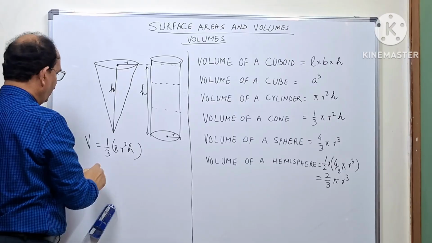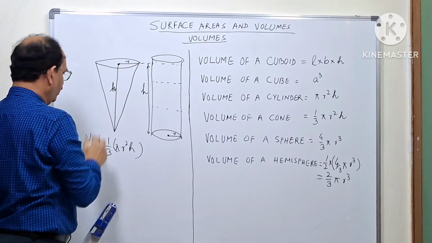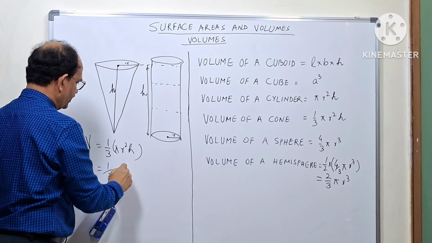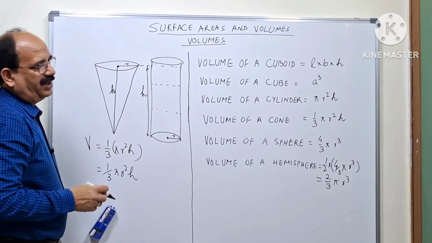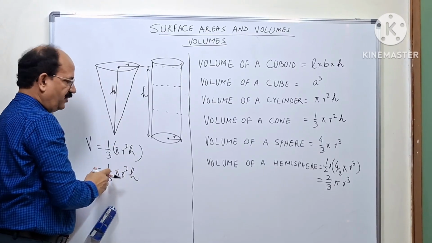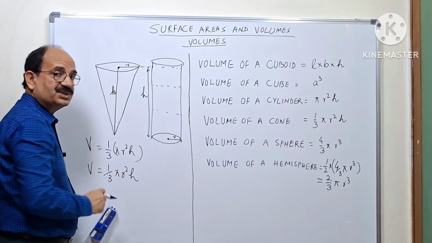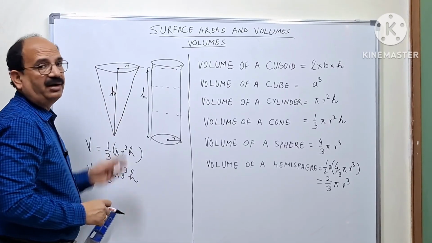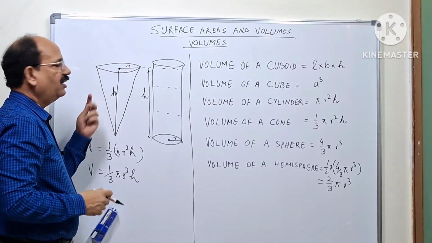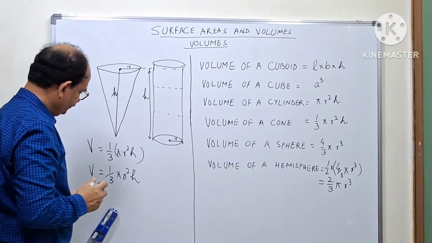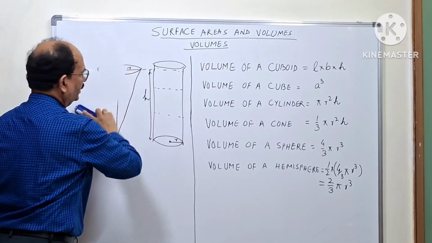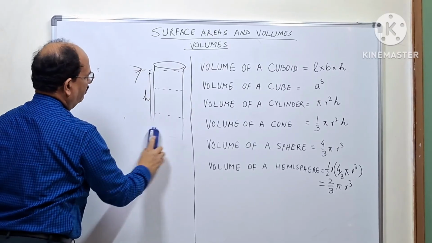So as a formula, you need to remember that volume of the cone is equal to 1/3 of pi r square h. And as explained earlier, if it is a complete solid, then this is the volume of the material required to form this solid. If it is an empty container, then this is the volume of the liquid which it can hold. Okay, let's look at the sphere.